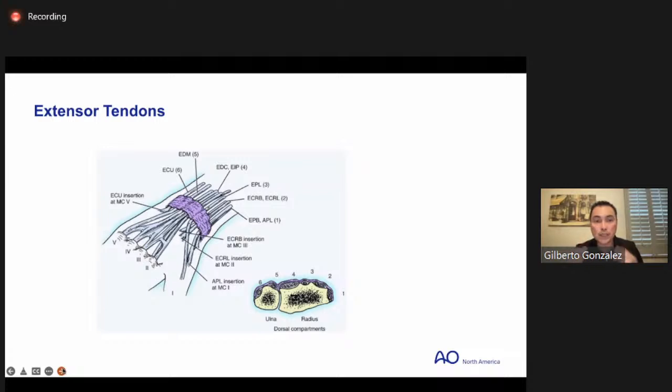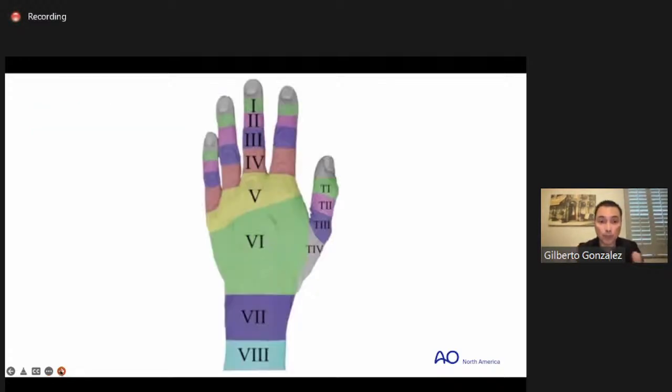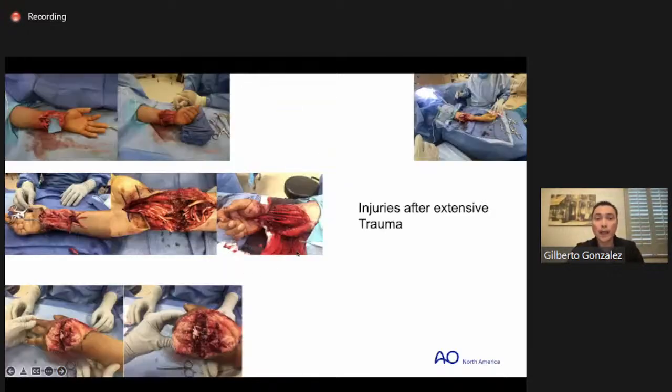Now, going into the extensor tendons, very specific anatomy. We know all these different compartments on the dorsum of the wrist, the extensor compartments, which are very, very important. The incidence is less than flexor tendon ruptures, around 5% people say. But as with the flexor tendons, most of the ruptures occur in the first 7 to 10 days, when the tendon is weaker. It is important to have early recognition, and tendon reconstruction for late rupture is ideal. So here we see the different zones for the extensor tendon.